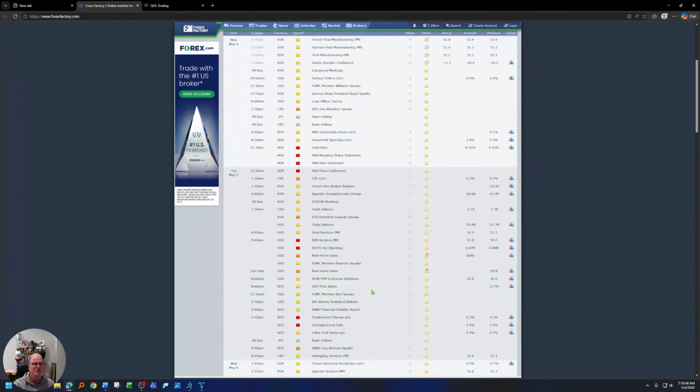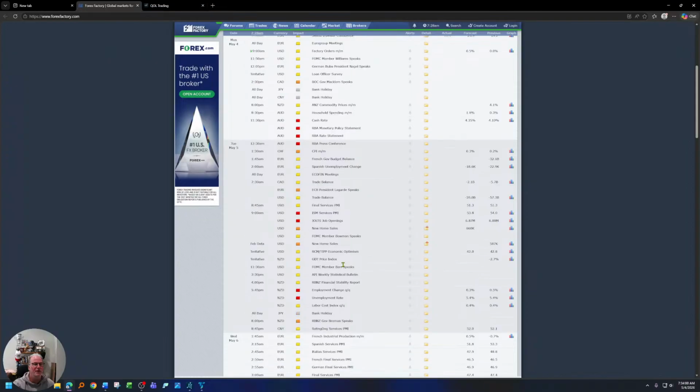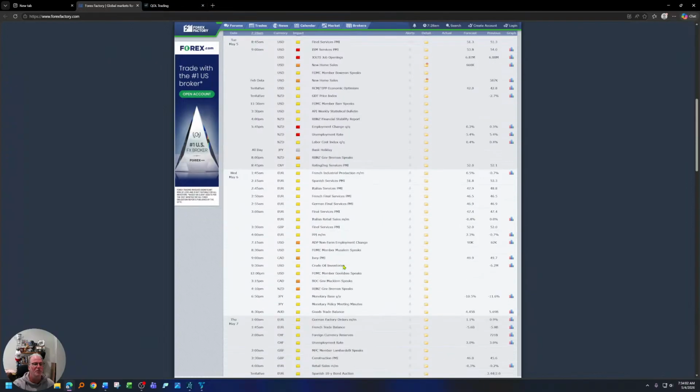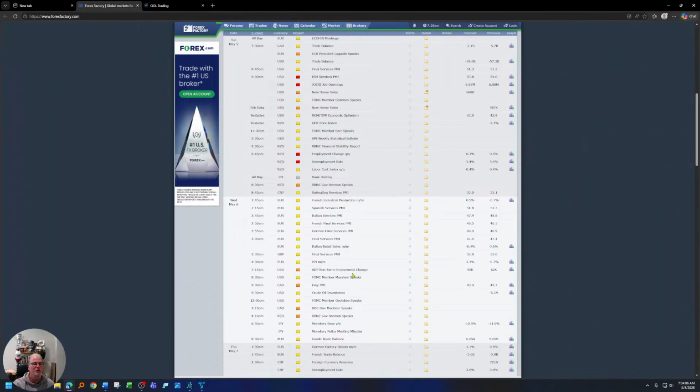Tomorrow, let me see. We've got ISM manufacturing at 9 a.m. You want to pay attention to that. Job openings also at 9 a.m., as well as new home sales. So some data definitely coming out tomorrow. That'll probably get some movement there as well.